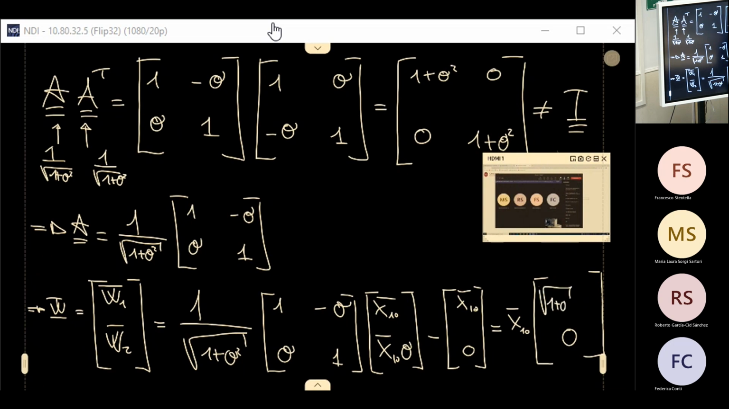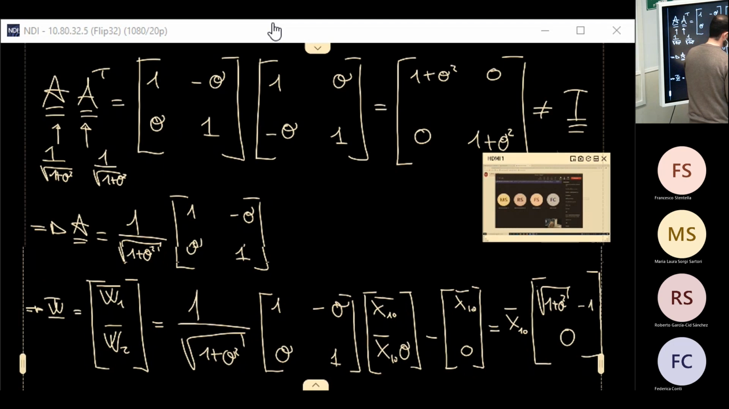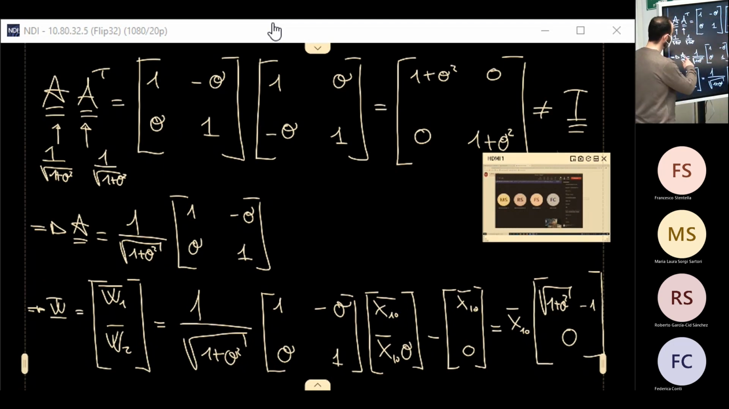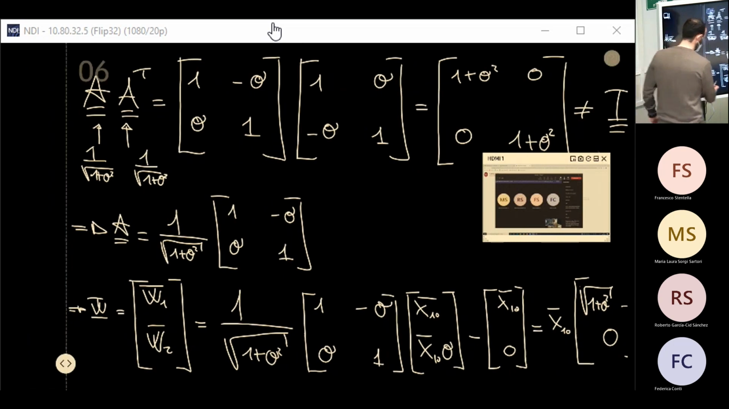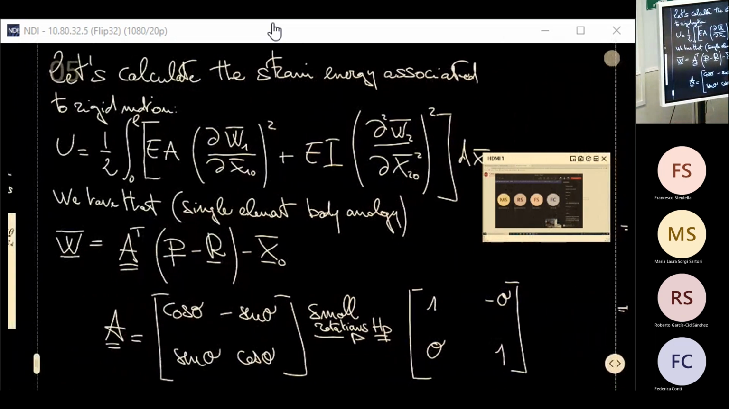One plus theta squared minus 1. Okay. All right. Since we have W, now let's calculate the deformation that we have inside our energy definition, the strain energy. So all of this was done to estimate this one, and then U. Okay, so let's do it.